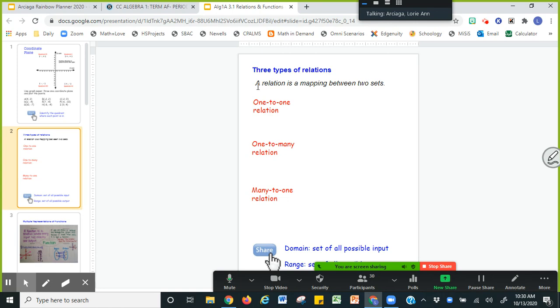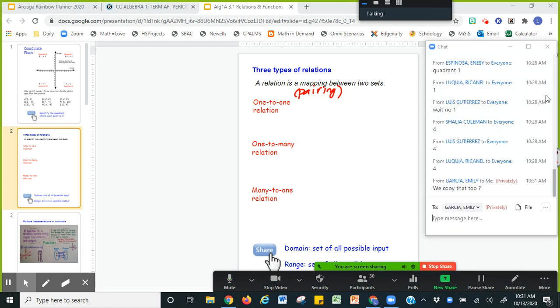And the definition of a relation is it is a mapping between 2 sets. It's a mapping or a pairing. A mapping is just a fancy name for pairing. So mapping means pairing. So you're just pairing up 2 sets.